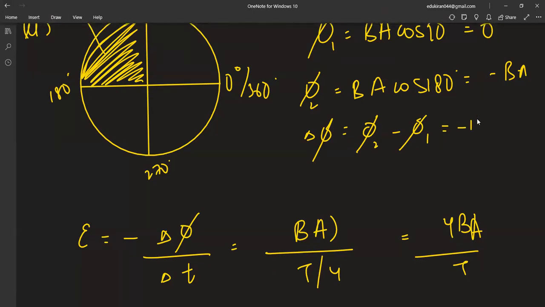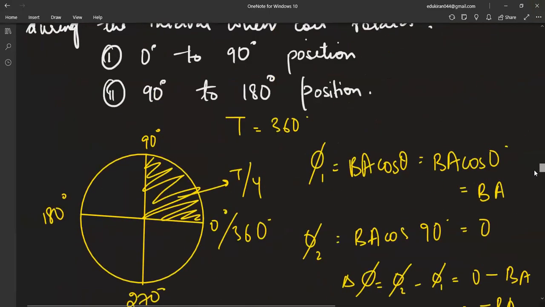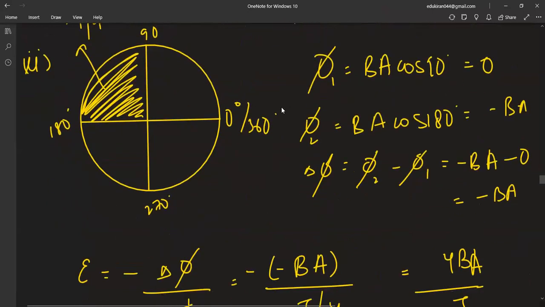See, this is minus BA minus 0. So this is still minus BA. So this becomes minus of minus BA. We are getting the same answer, 4BA by T, as the previous. But answers could be different depending upon the time period that is given. So whichever time period is given, you will be able to do it, I hope.